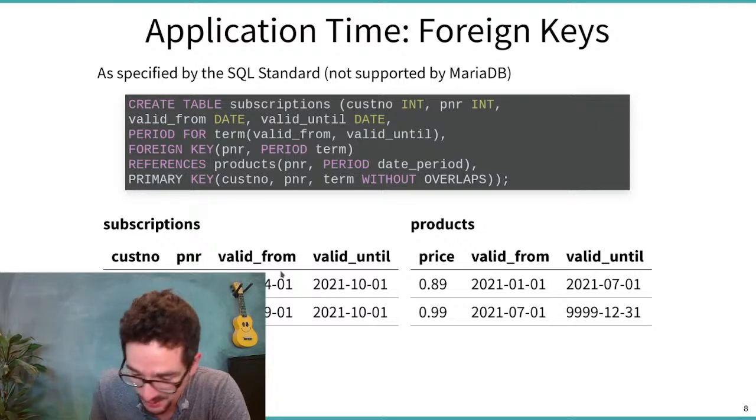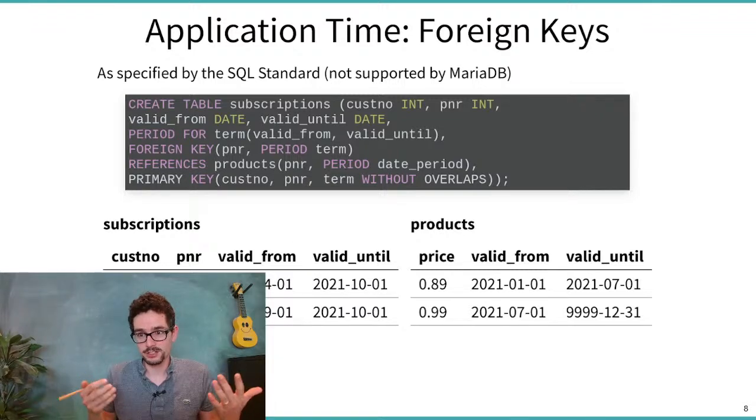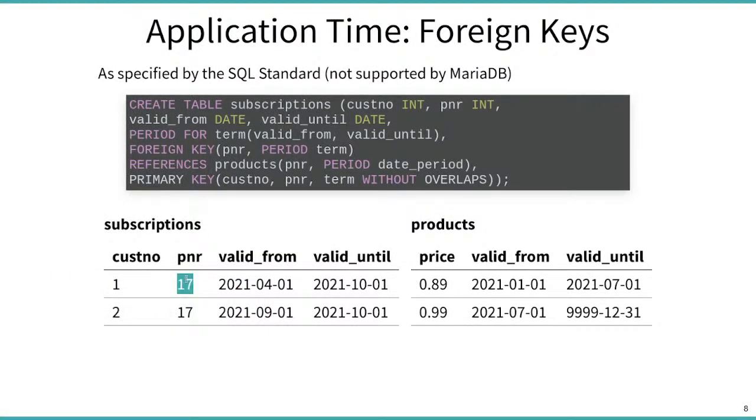Referential integrity. So you can guarantee referential integrity now over time intervals. Referential integrity in general means you cannot say that somebody has a subscription for product 17 if in the products table there is no product 17, or customer number 1 can only be written here if there is really a customer with a customer number 1, otherwise you could not insert it here.